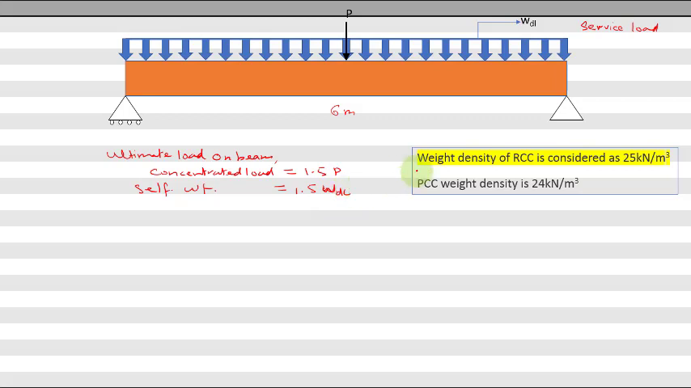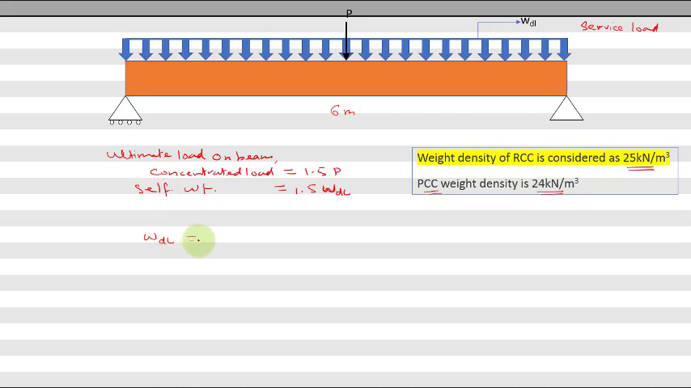Now we need to remember that in order to compute self weight of the beam, you should know the weight density of RCC. Weight density of RCC you have to consider as 25 kilonewton per meter cube. Whereas if you want to know the weight density of plain cement concrete, you can take this value for your design consideration, 24 kilonewton per meter cube. Okay, so we have weight density of RCC as 25 kilonewton per meter cube. So we can compute WDL.